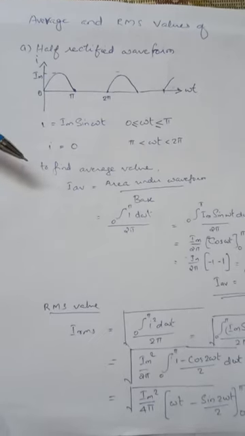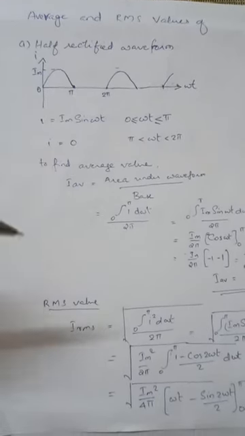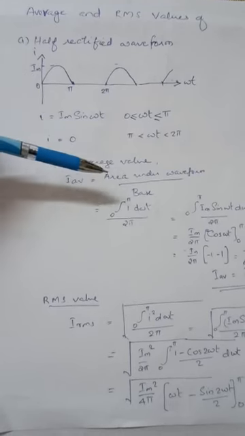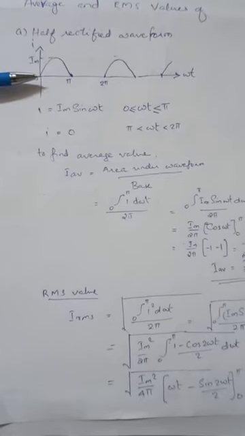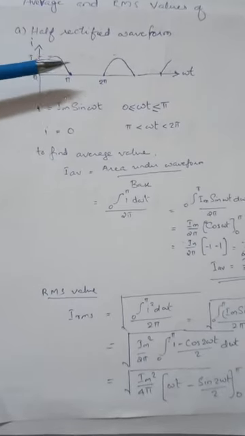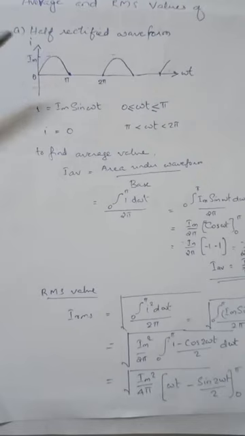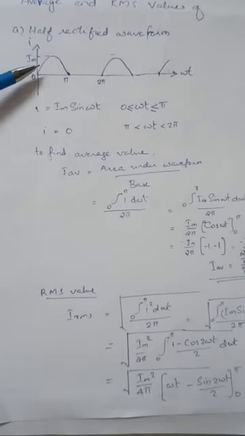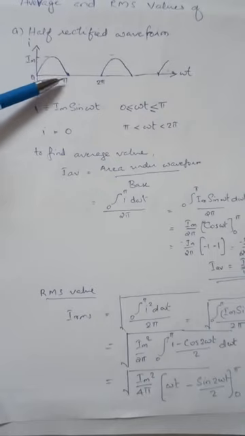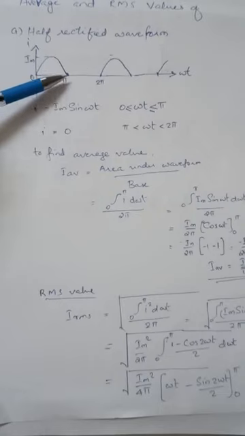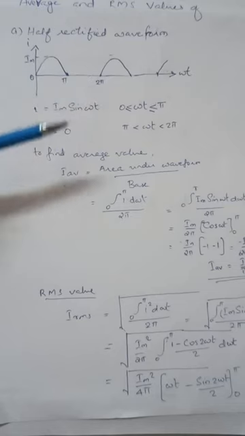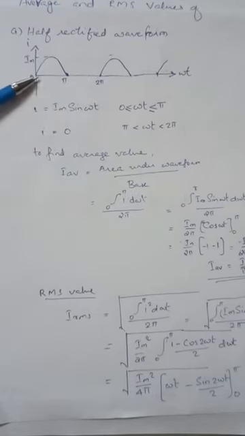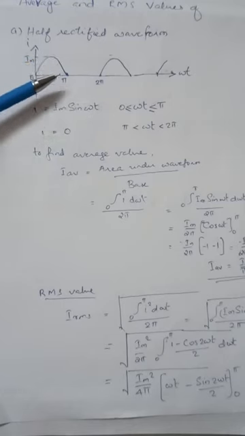To find the average value of this waveform, we can calculate it using the equation: area under the waveform divided by base. Here, the area in the interval 0 to 2 pi is 0 to pi. The equation i is equal to Im sin omega t can be integrated from 0 to pi, so that we will get the area under this sinusoidal waveform. And from pi to 2 pi, the area is equal to 0. Divided by the base. Base is 0 to 2 pi because this waveform repeats in the interval 2 pi.